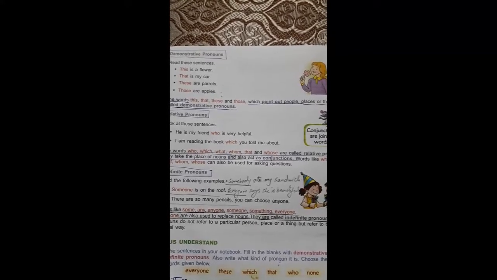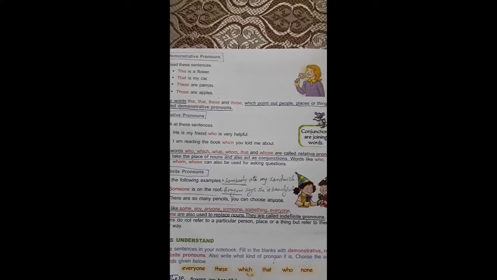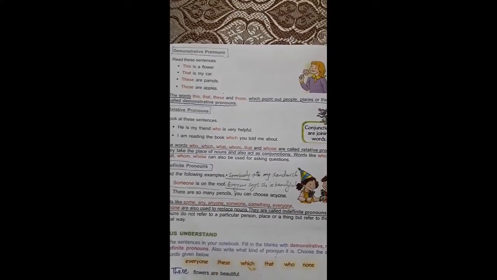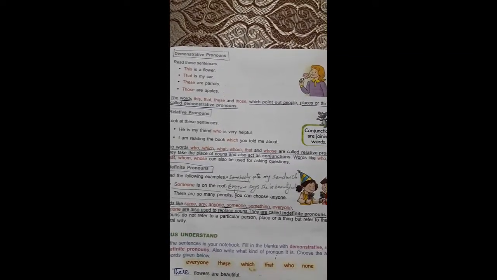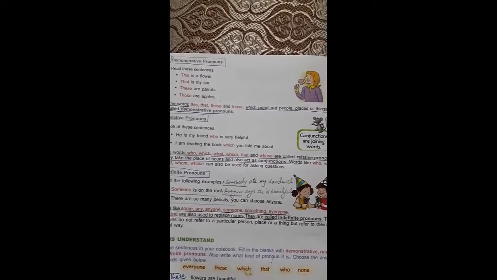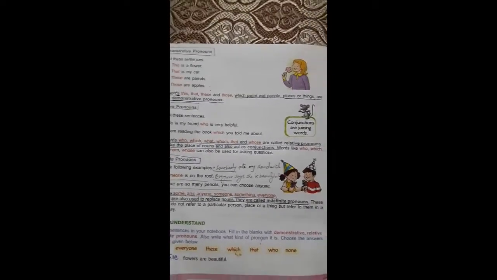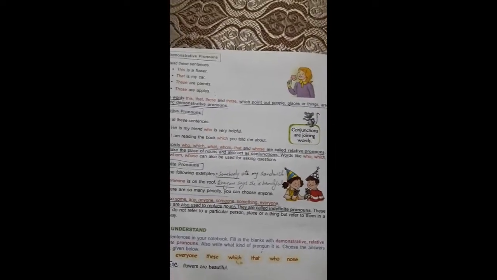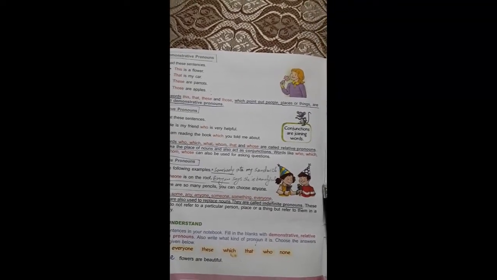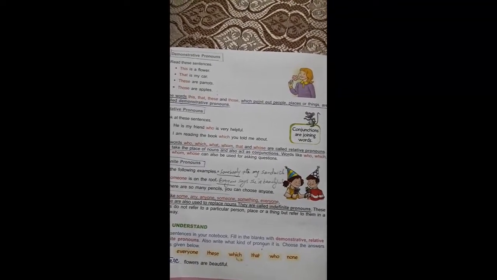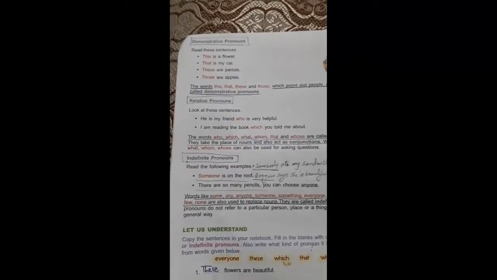In the second example, everybody says she is beautiful. Here everybody is an indefinite pronoun. Here again, everyone is an indefinite pronoun as no one knows the exact person. So we are using a general term here. So remember that when you don't want to project any specific person or thing, then we use indefinite pronouns.